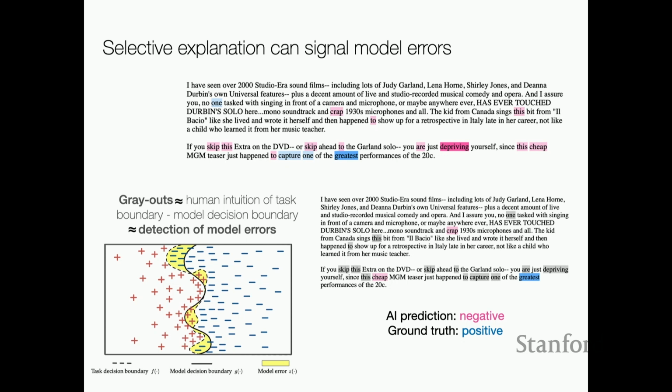This contrast of what the model thinks the decision boundary is, what the model thinks is relevant, and this human intuition, what the human thinks is irrelevant. And I want to emphasize that in this task, sentiment judgment, humans can provide reasonably good intuition, so that this gray out provides a reasonably good signal of model error.